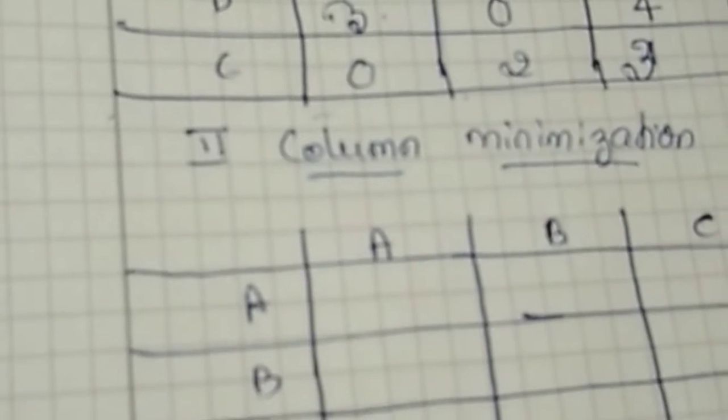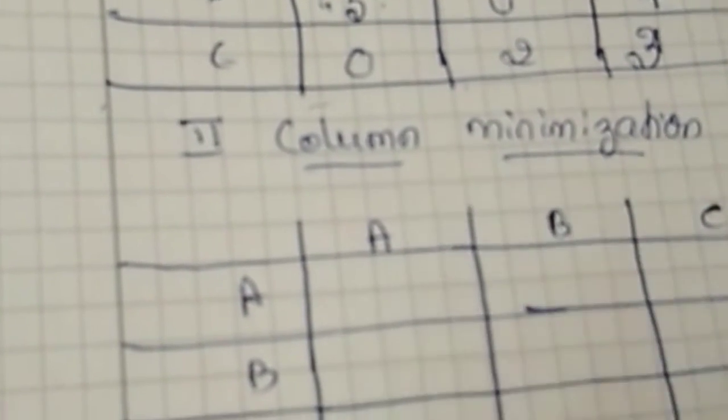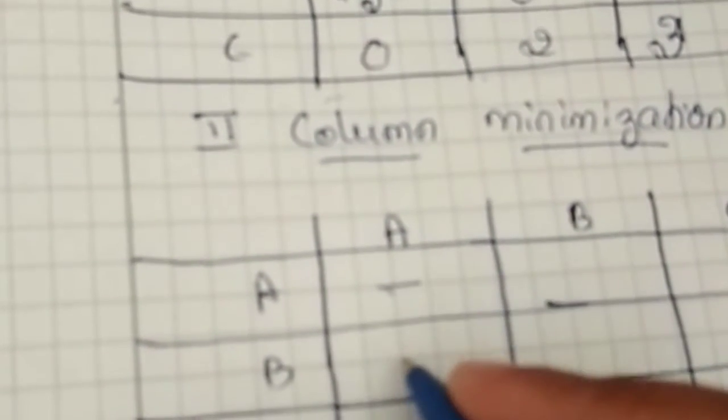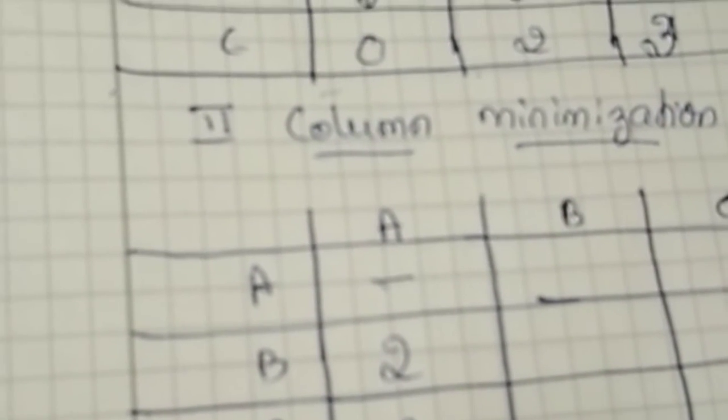So what is the minimum value in the row A? That is 0, right? So anything minus 0 results in the same value. So let me write the same values, okay? 3, 0. Similarly, for B, what is the value? That is 0. That also results in the same thing. There is no change in this.